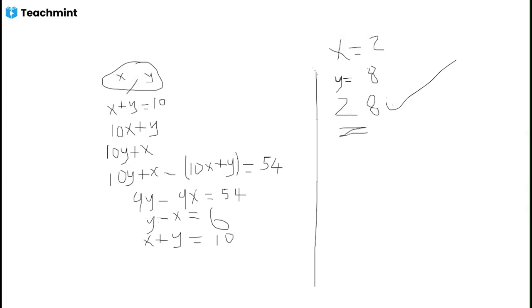Why do we put a bracket in 10y plus x minus 10x plus y? Because we are going to subtract. 10x plus y is a two-digit number and it is the one being subtracted, so that whole number is subtracted. That's why we put a bracket, because we are subtracting the whole of it. It is only one number that has 2 digits.